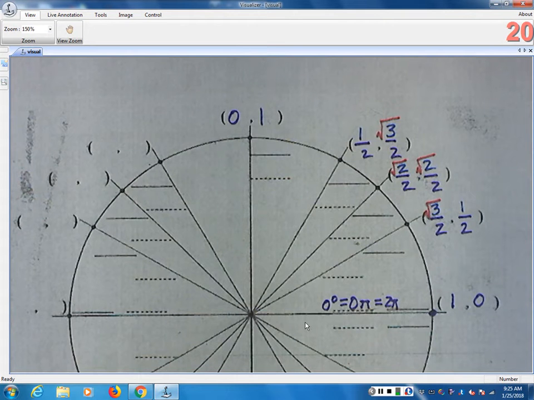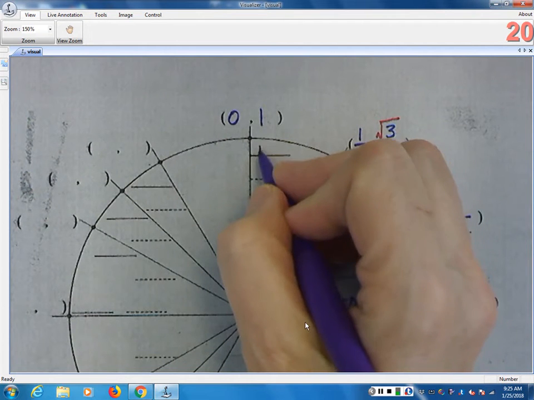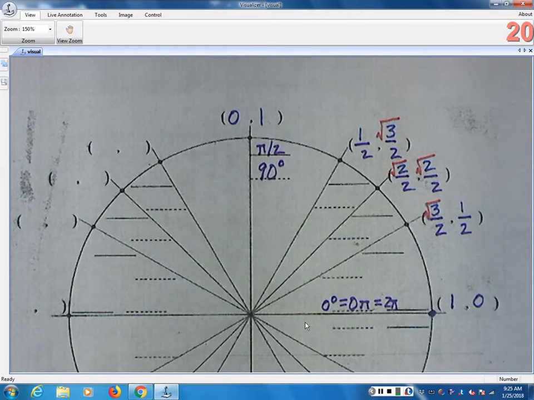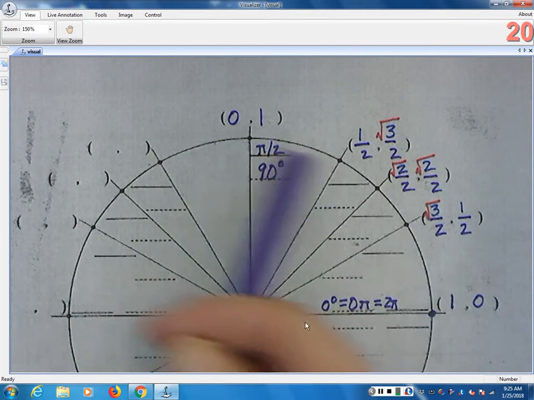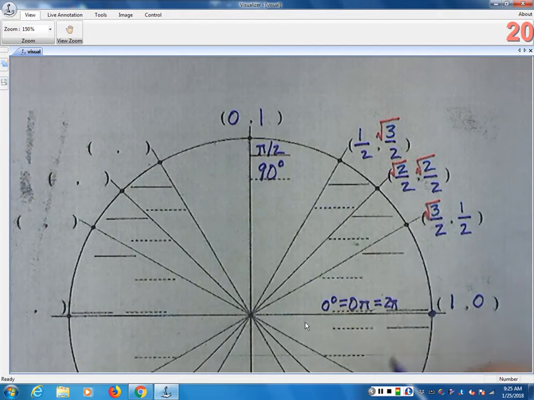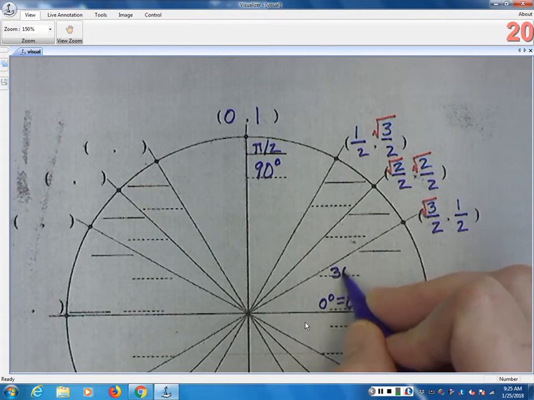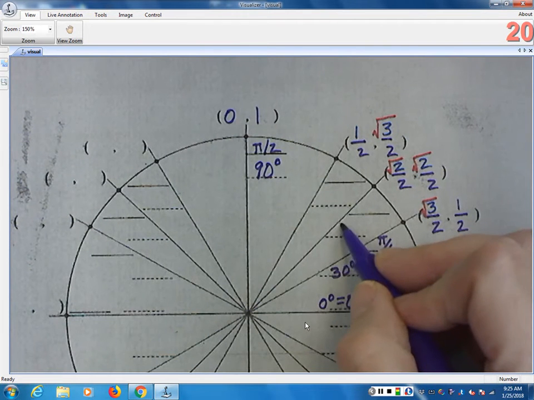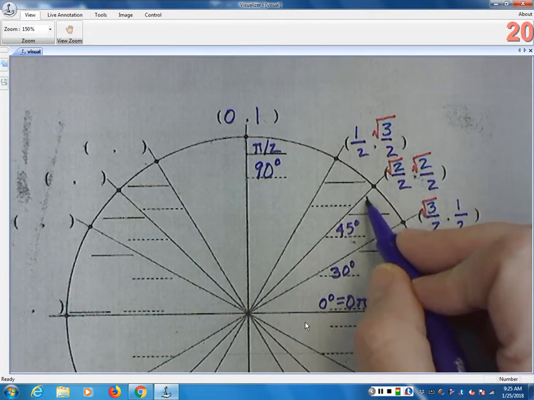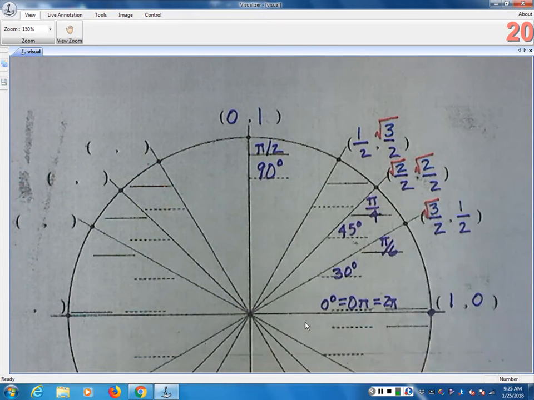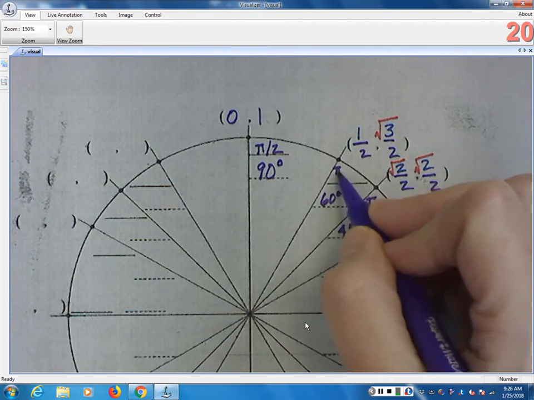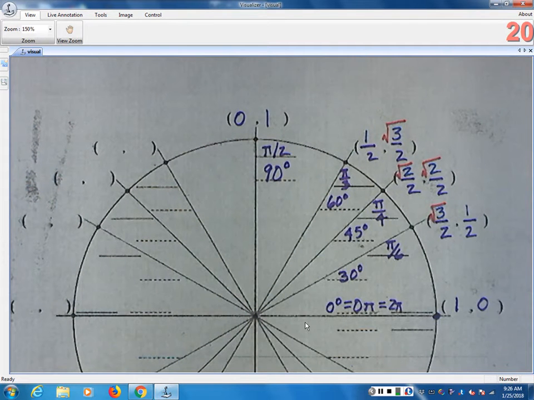Let's see, this is pi over 2, or 90 degrees. And then you can just take that and, well, I didn't mark this. Okay, this is 30 degrees for pi over 6. This is 45 degrees, pi over 4. Should have this memorized. 60 degrees, pi over 3. And now that we've got that, we can do the rest of the circle.